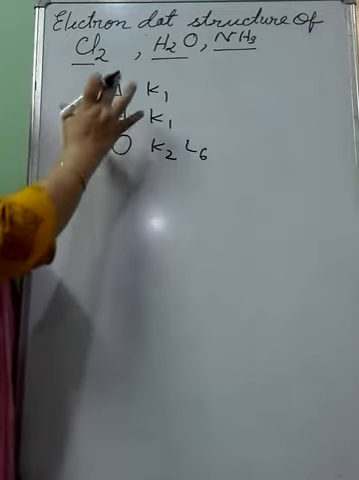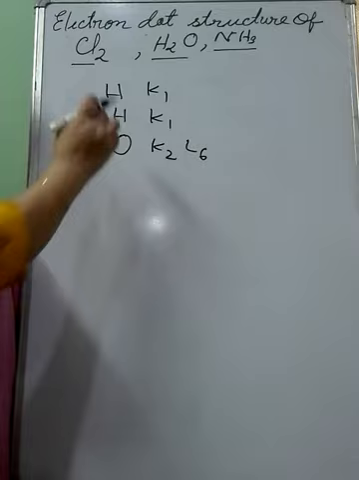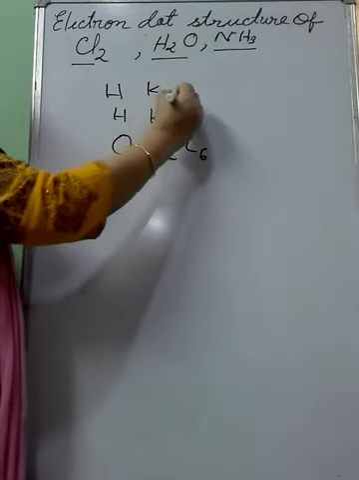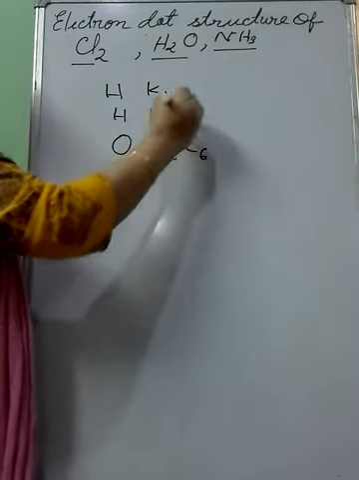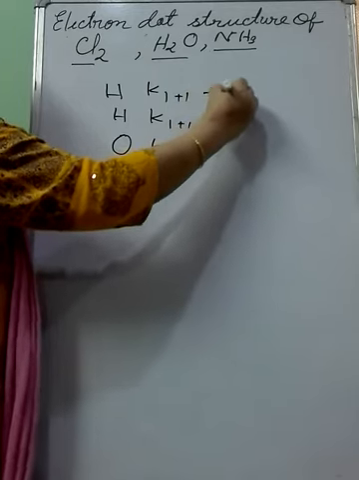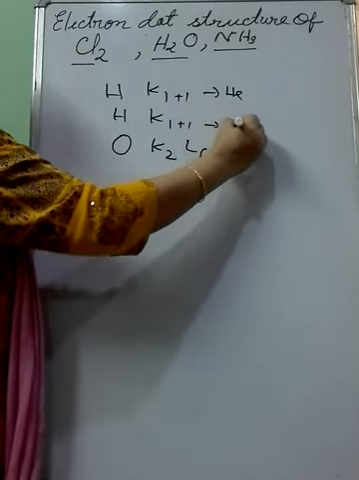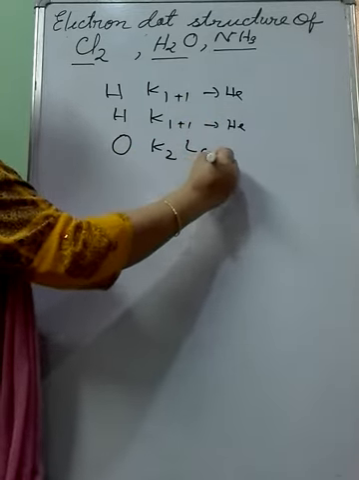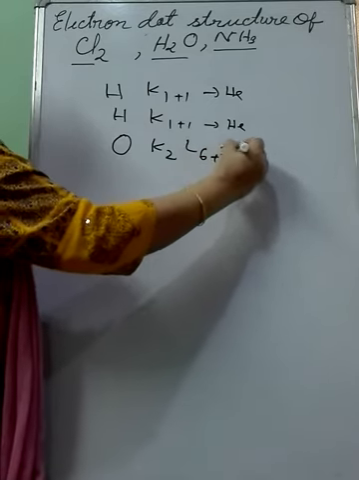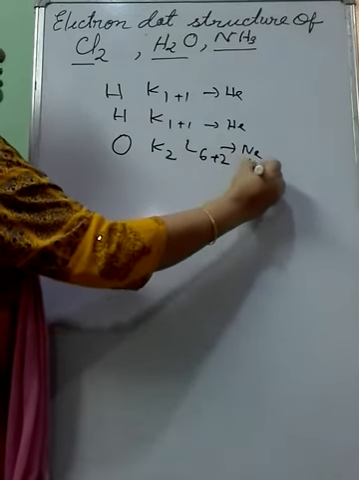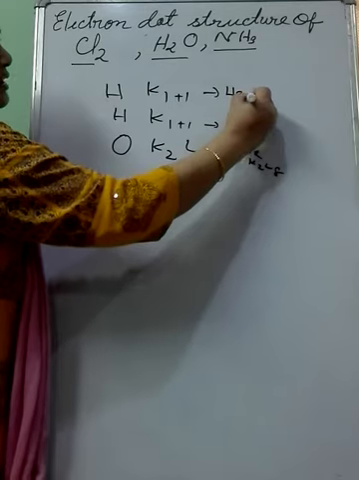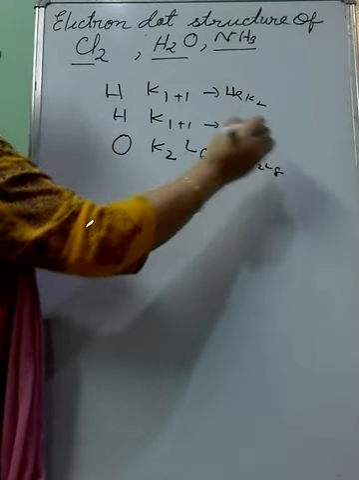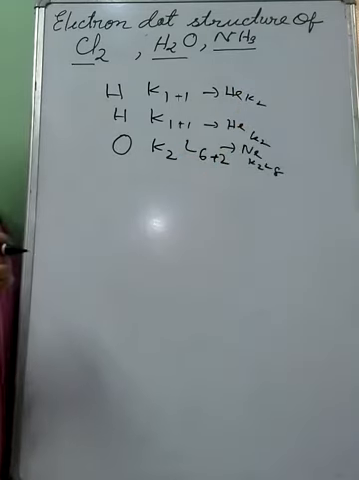Now how will the water molecule form? We know that each hydrogen requires one electron to get the helium configuration. Both of them want the helium configuration, and oxygen requires 2 electrons so that oxygen will get the neon configuration, K2L8, and for helium, K2. So how will they share?